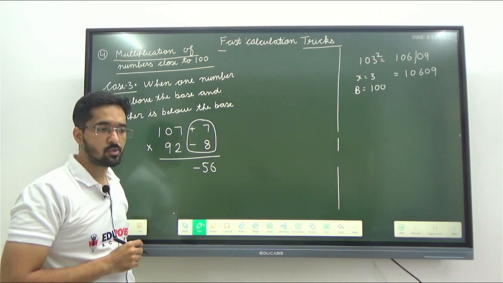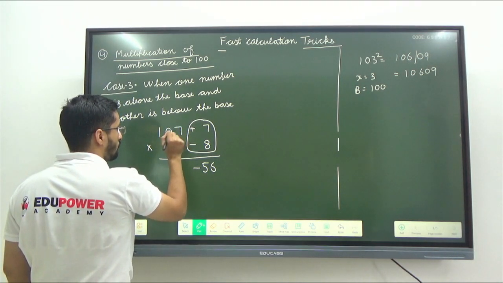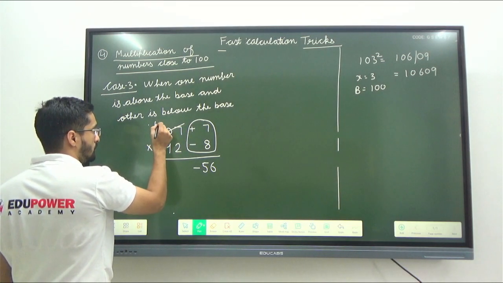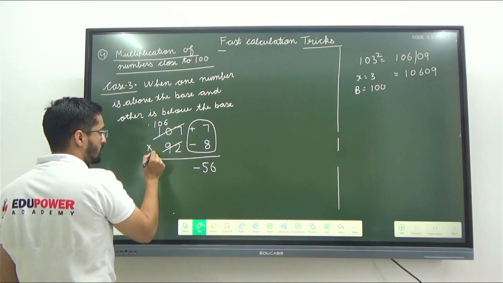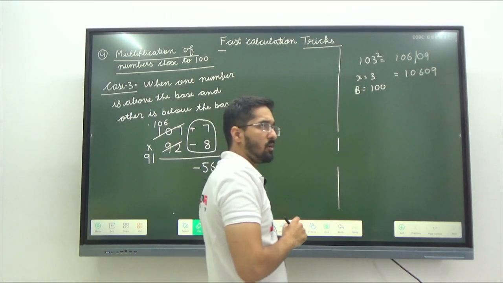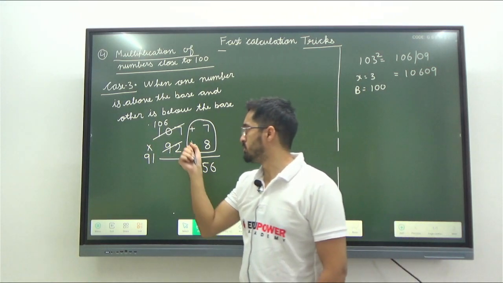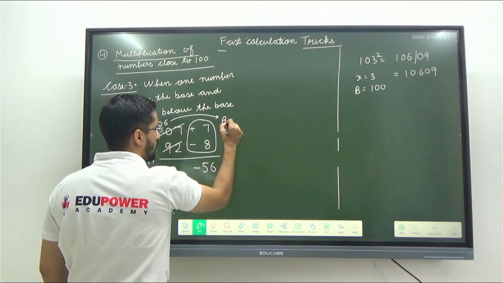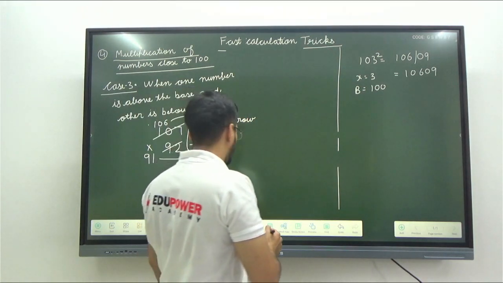So, here what we do is we carry from here. When we carry, we write 107 as 106, or we can write 92 as 91. Why do we do this carrying thing? It is not called carrying, it is called borrowing. Basically what we are going to do, we are going to borrow.